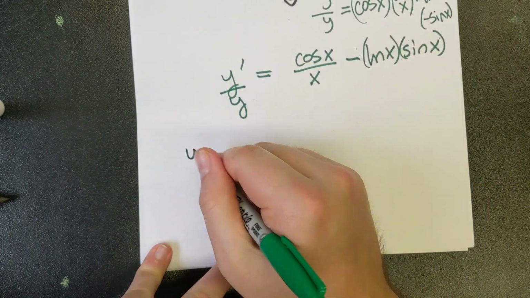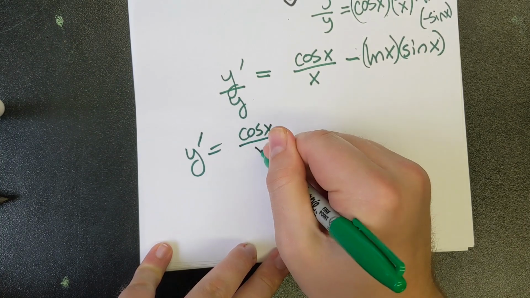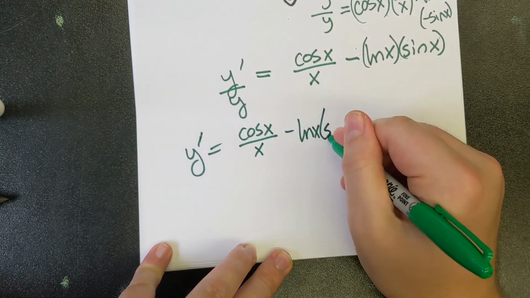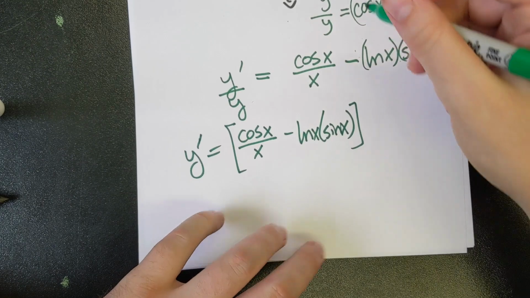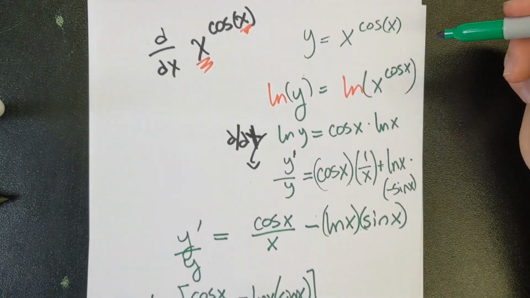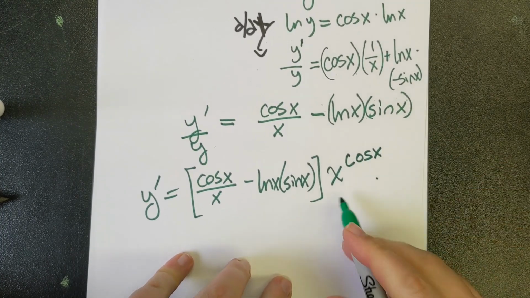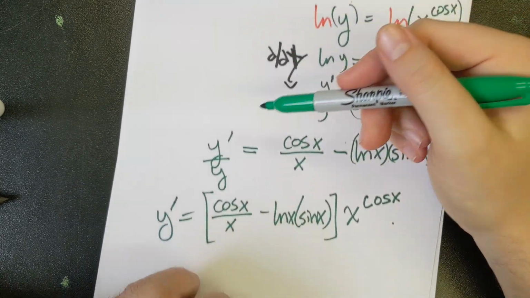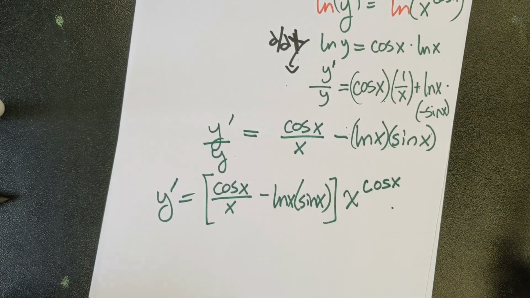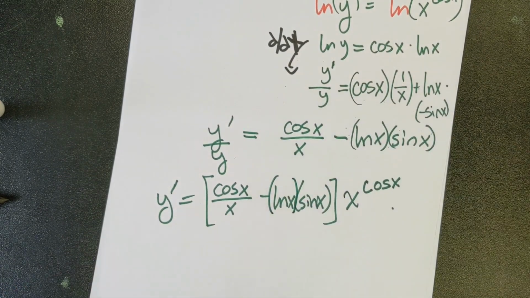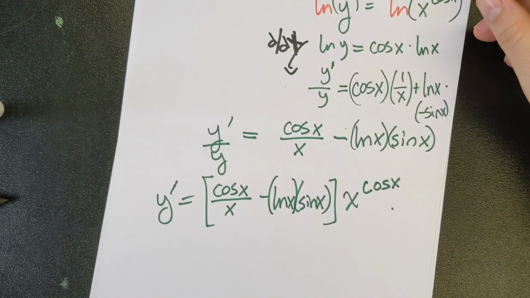And so your y prime is just this whole thing times your y. And what is y? Well, we said y is x to the cosine of x. So times your y, so times x to the cosine of x. That's what the derivative of x to the cosine of x is. It's cosine of x divided by x minus ln of x sine of x times x to the cosine of x. Woo! Okay, that's ready for a victory lap.